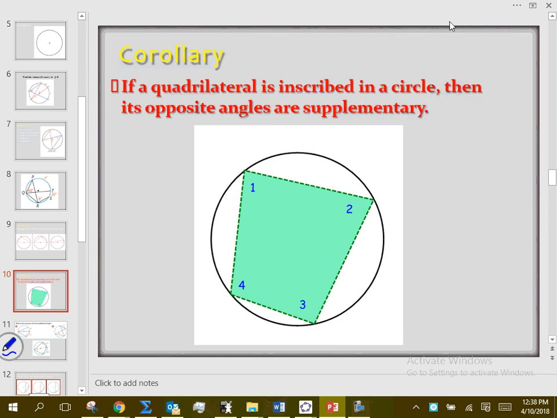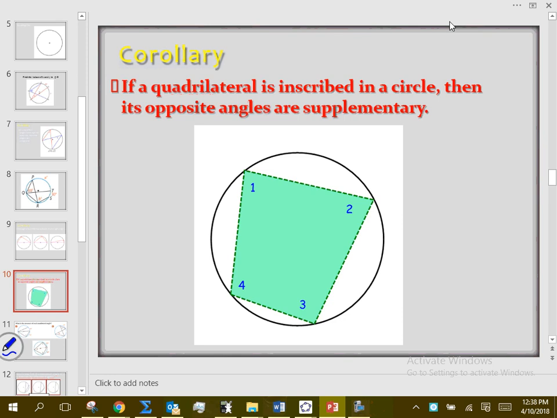Got a special corollary here. It's actually a little bit harder to prove than some of the other corollaries that we come in contact with, but we'll go through the proof of this. It's a good algebraic proof to practice. But it simply says if a quadrilateral is inscribed in a circle, then its opposite angles are supplementary. If a quadrilateral is inscribed in a circle, then its opposite angles are supplementary.